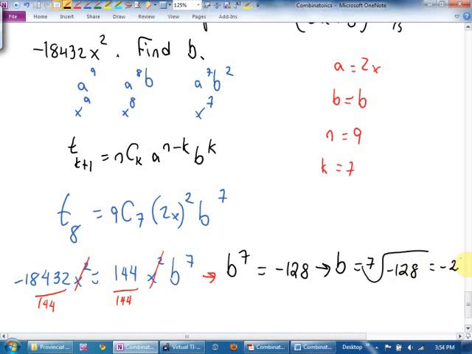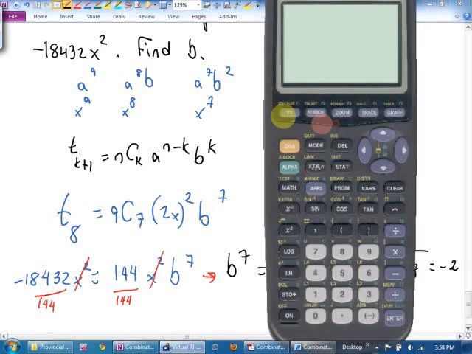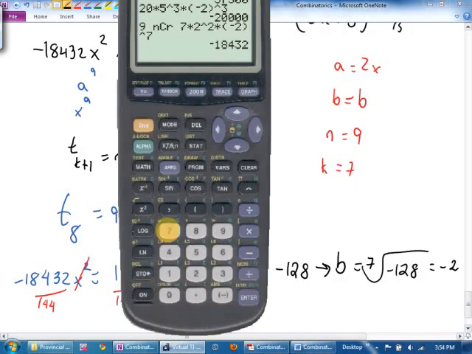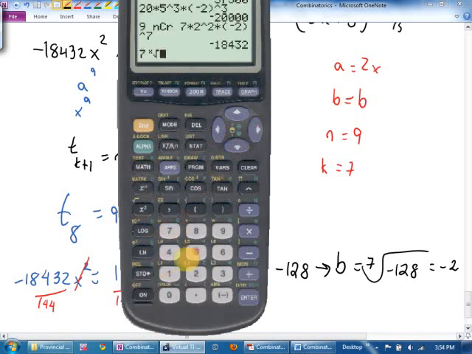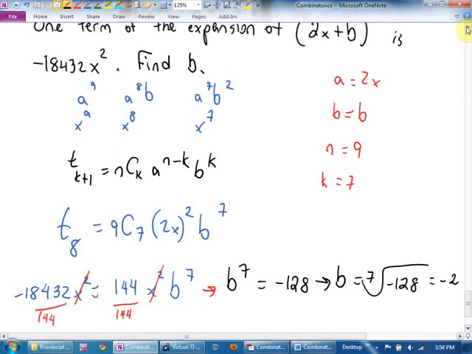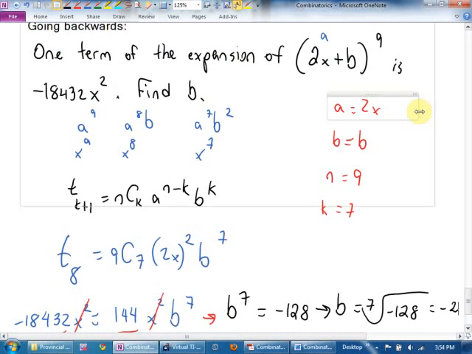7th root of negative 128 is negative 2. Apparently b was negative 2. Apparently my initial binomial was 2x minus 2 to the ninth. And you may remember I had a negative there and quickly erased it so that it would appear down here, because I forgot to get rid of it when I made this example. That's going backwards. I gave you a couple to try in your notes in the homework.